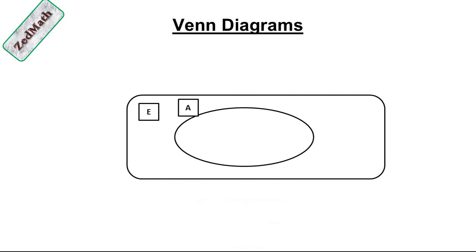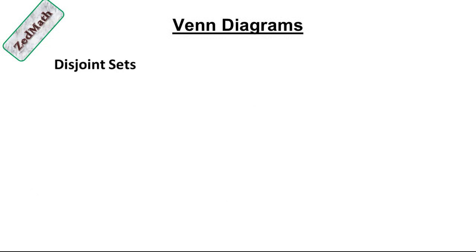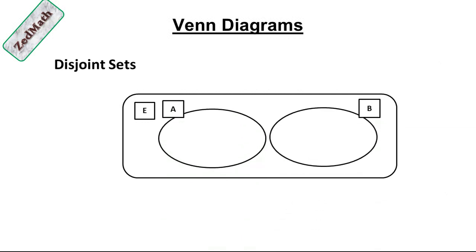So there are three basic ways to draw Venn diagrams. Let's take a look at them. The first kind is called disjoint sets, and it is usually drawn like so. You can see that sets A and B are not touching, so this shows that the two sets are disjoint, that is, they don't share any common element.